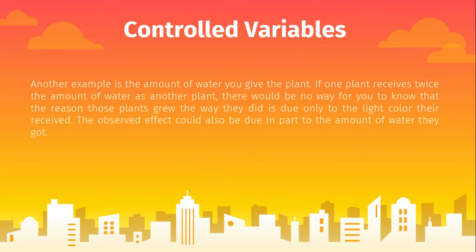Another example is the amount of water you give the plant. If one plant receives twice the amount of water as another plant, there would be no way for you to know that the reason those plants grew the way they did is due only to the light color they received. The observed effect could also be due in part to the amount of water they got. So, a control variable in science experiment is what allows you to compare other things that may be contributing to a result, because you have to keep other important things the same across all of your subjects.